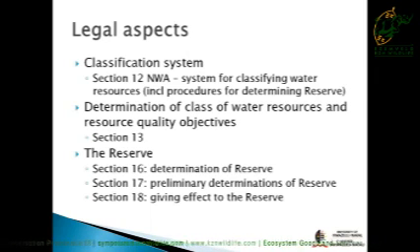The reserve determination forms part of quite an elaborate classification system in terms of the National Water Act. Firstly, Section 12 requires the classifying of water resources, and this includes procedures for determining the reserve in respect of particular, firstly, water management areas, and secondly, in respect of particular catchments. That's followed then by the determination of the class of water resources and the resource quality objectives in respect of those catchments. And then as far as the reserve itself is concerned, Section 16 sets out the way in which the reserve is determined. Section 17 provides for preliminary determinations of the reserve, and then Section 18 refers to the way in which the reserve is given effect to, and I'll just read that for you, if I can find it.